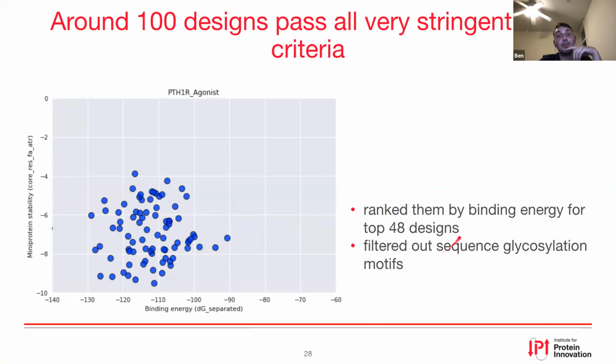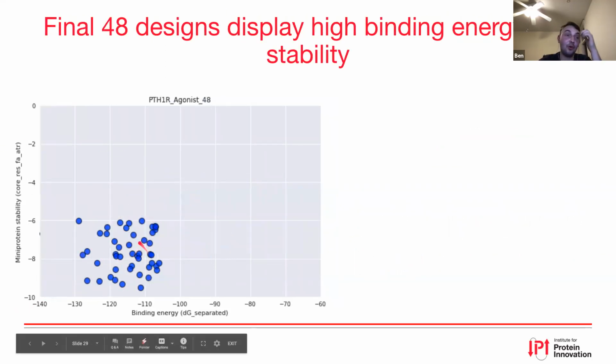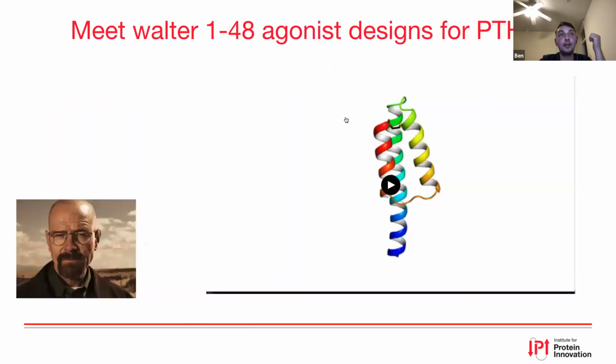So I filtered out sequences that could be glycosylated, and then I rank ordered them by binding energy. And so from that, these are the final 48 I then ordered. And so I can show them to you here. And so we make de novo designs, so we can name them however we want.